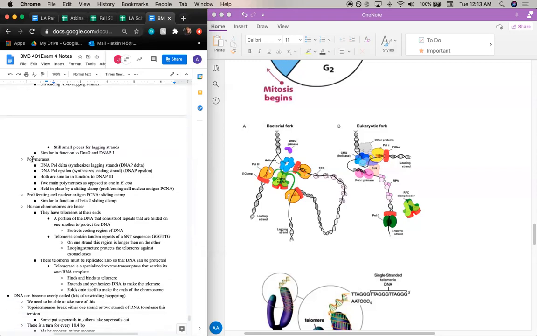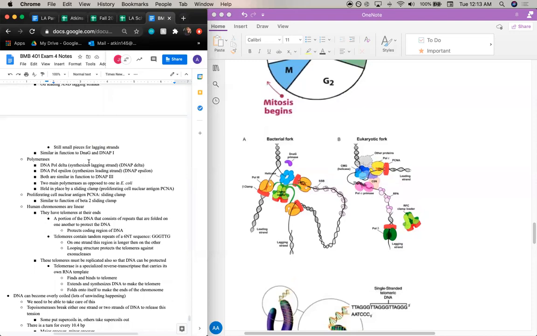So all of our polymerases, cool. We have DNA polymerase delta, which synthesizes our lagging strand. We have DNA polymerase epsilon, which synthesizes the leading strand. Both are similar in function to DNA polymerase 3, so together they can do the same thing that DNA polymerase 3 does. There are two main polymerases as opposed to one in E. coli. And these are held in place by a sliding clamp, proliferating cell nuclear antigen, just knowing it's PCNA.